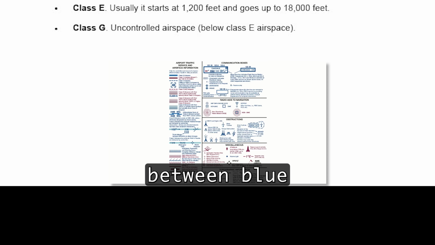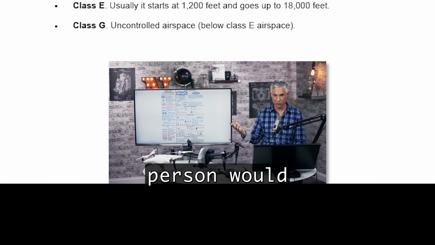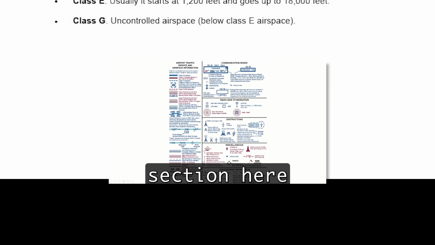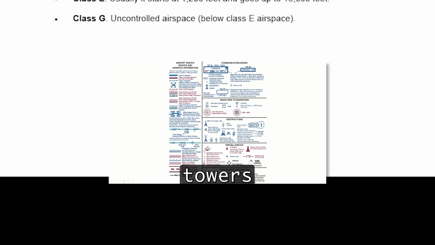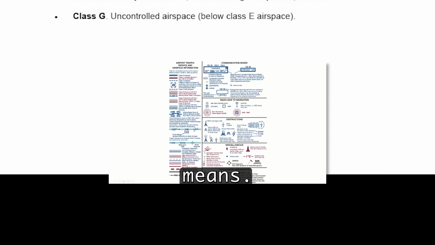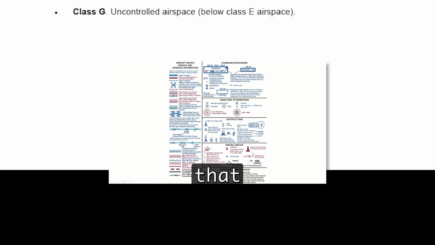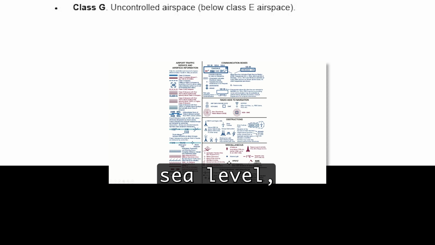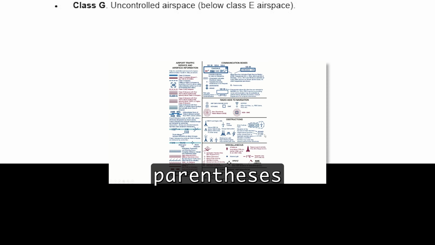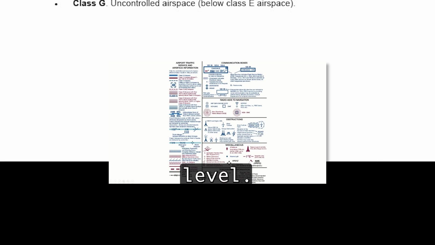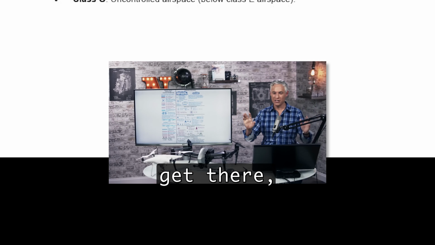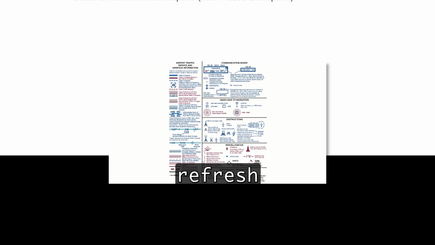If you forget the difference between blue and magenta, as any person would, come back to the legend and you can see. There's a whole section here on the different towers and exactly what that means. You can see that they even tell you that this first number here actually means above sea level, while the second number in parentheses means above ground level. So even if you forget everything I taught you about charts and you get there, take some time and look at the legend and just refresh your memory.